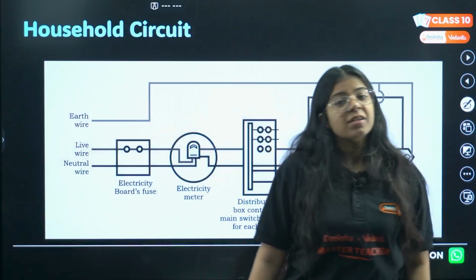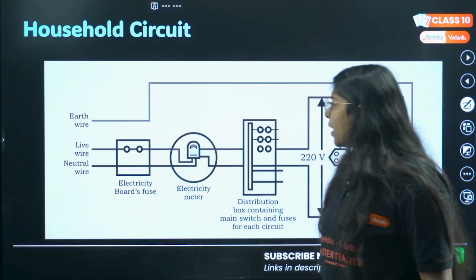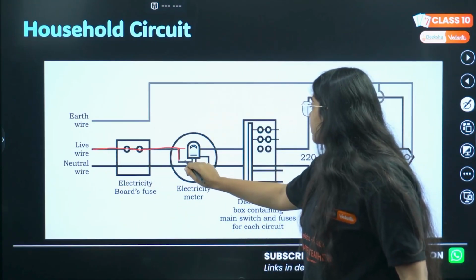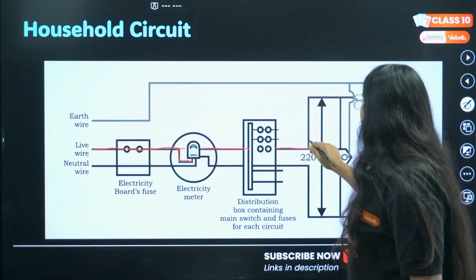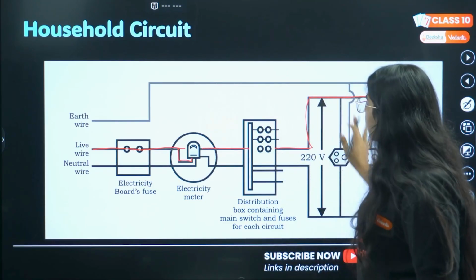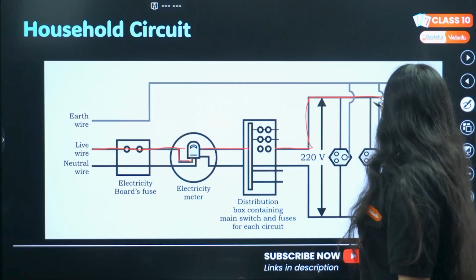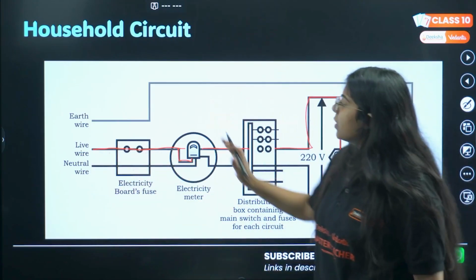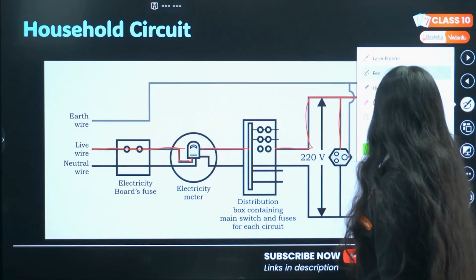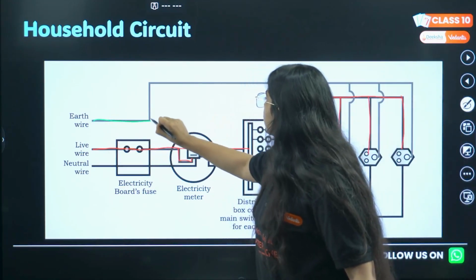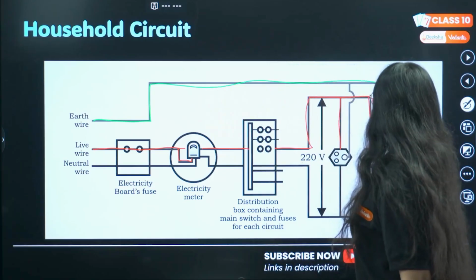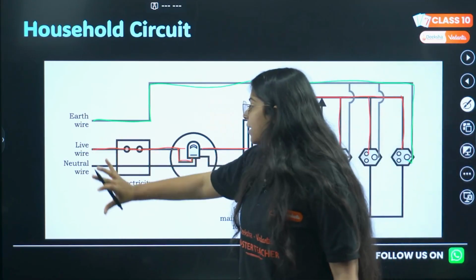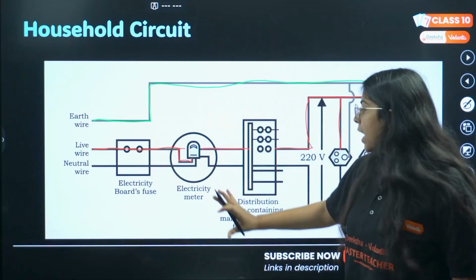Now next is our household circuit. Just normal, as we said, a live wire comes, which is of red color, and this gets connected to all the switches in our houses. This is the neutral wire, which is of black color, and this is the earth wire, which is of green color, okay? So what happens is, this live wire, this neutral wire, and this is our electricity board's fuse.